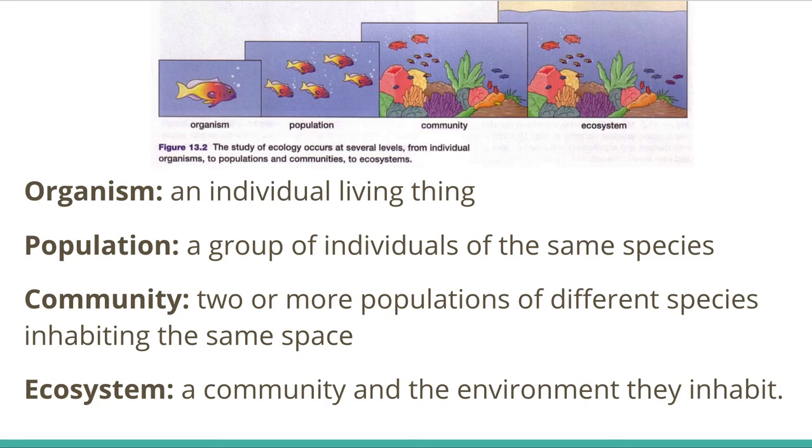So some reminders about important terminology in this unit. When we talk about an organism, we are of course talking about an individual living thing. A population is then a group of individuals of the same species. A community is two or more populations that occupy the same space. And then the ecosystem is the combination of a community and the environment that those populations inhabit.